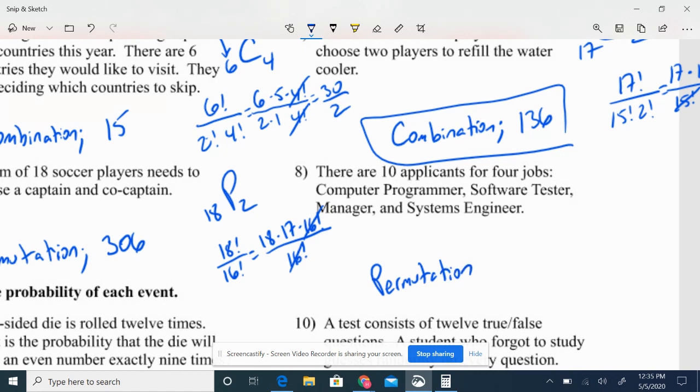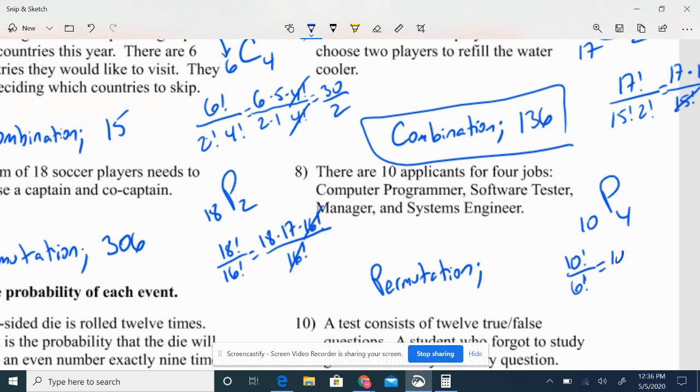If it said there's 10 applicants, and you're going to get 4 jobs, but it didn't specify 4 specific jobs, it just says from 10 people, you're going to choose 4, it would have been combination. But in this case, because there's 4 different jobs, I have to do permutation. So I'm doing permutation from 10, I'm going to choose 4. So I'm looking at this as 10 factorial over 6 factorial.